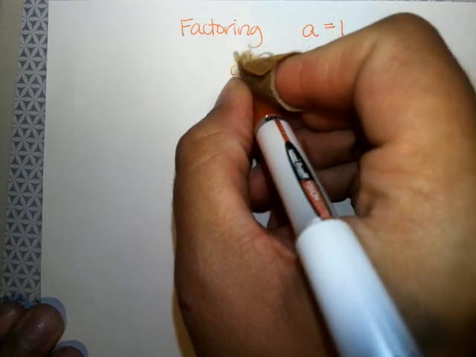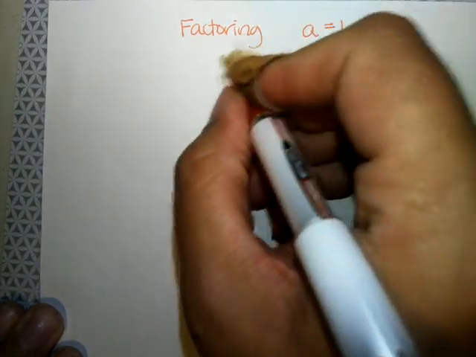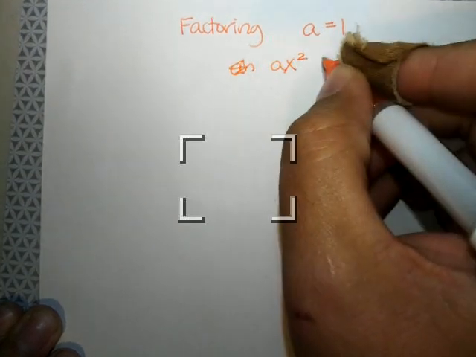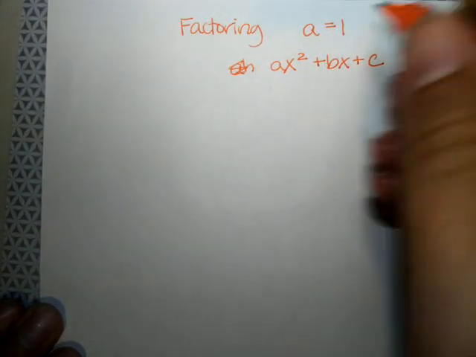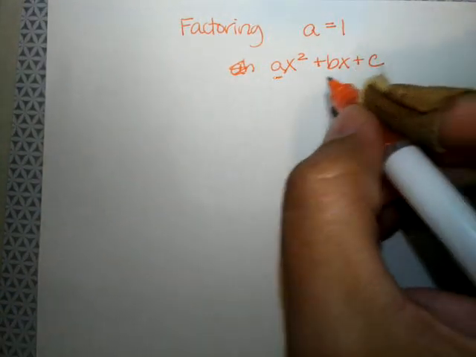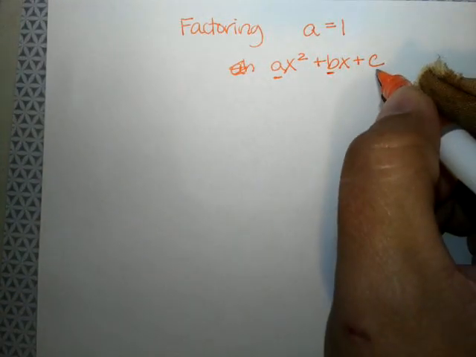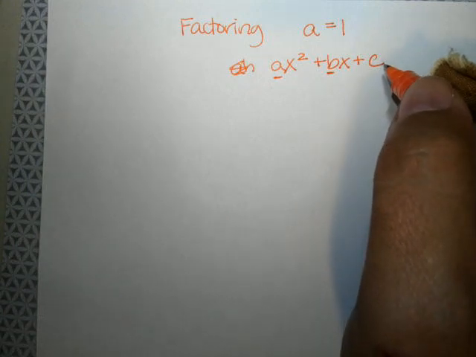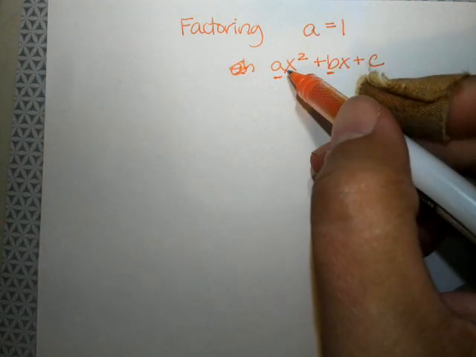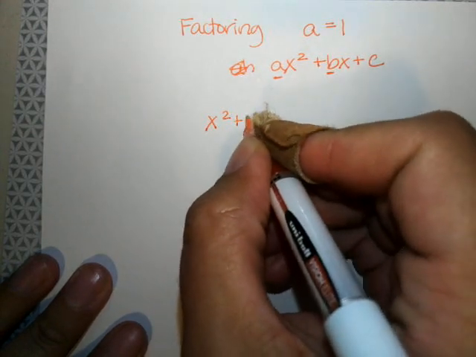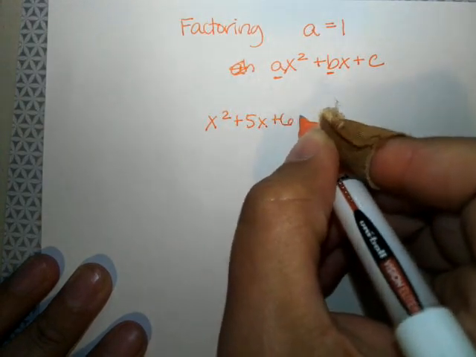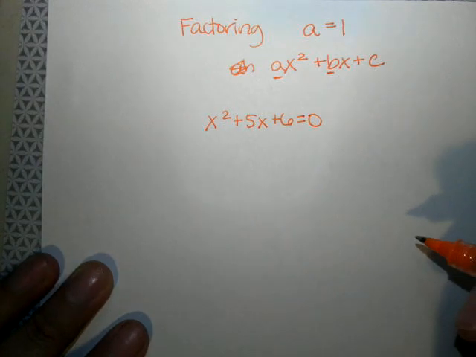Now, if I have my standard form, ax squared plus bx plus c. Remember, the a goes in front of the x squared term, b goes in front of the x, and then c is our constant, so it's just a number. Our a value is always going to be 1 right now, and we are going to solve x squared plus 5x plus 6 equals 0.